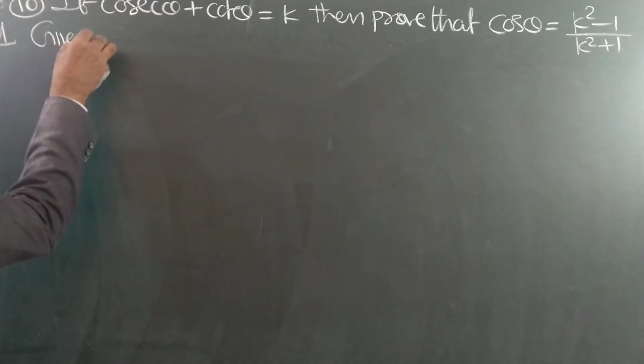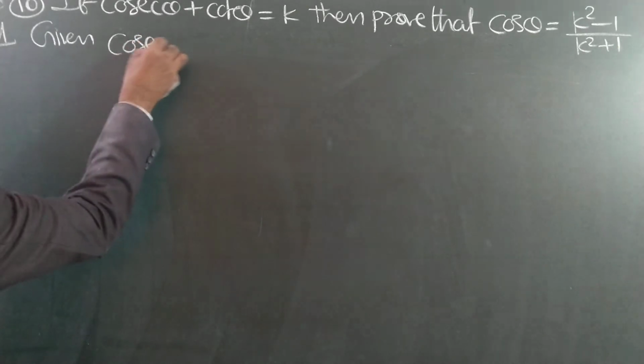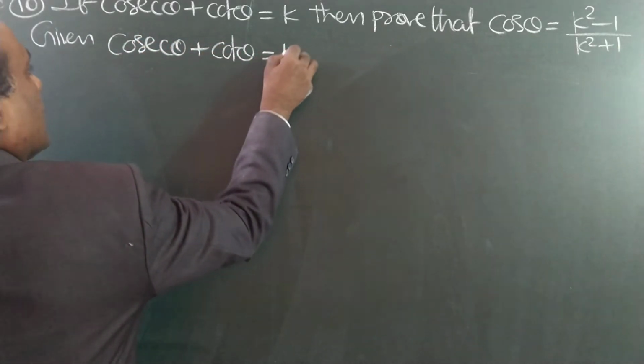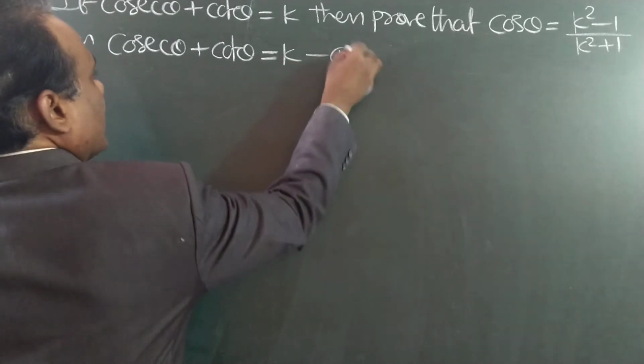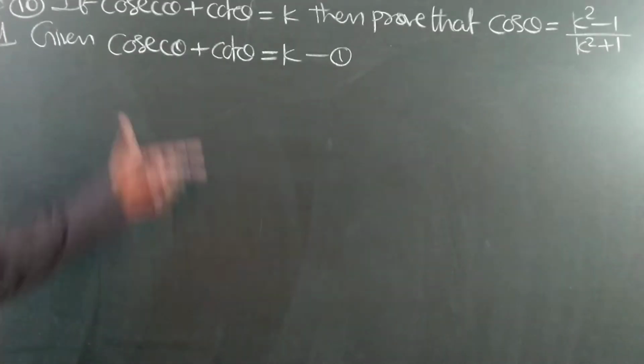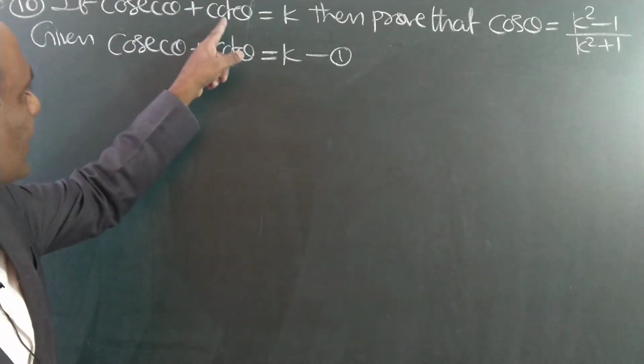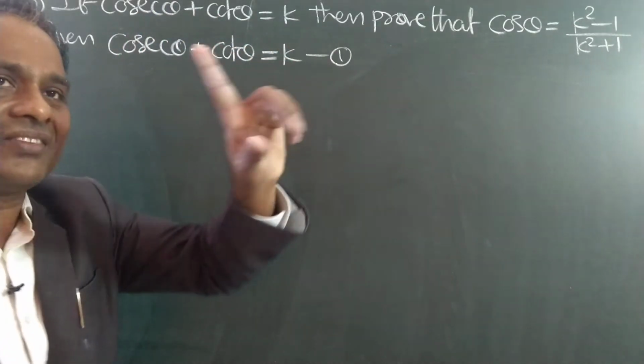Given: cosecant theta plus cot theta is equal to k. This is given. I am naming it as first equation. It is given in the problem. Cosecant theta plus cot theta is equal to k. That is given.